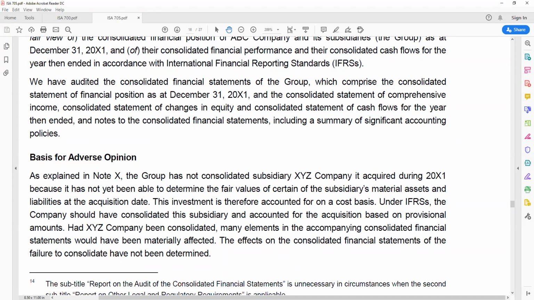So it seems that the accounts of the company do not present a fair value. Why? Because the group is yet to include the value of the subsidiary in the group accounts, or the accounts of the subsidiary are yet to be consolidated with the accounts of the parent company. Therefore, you give an adverse opinion.